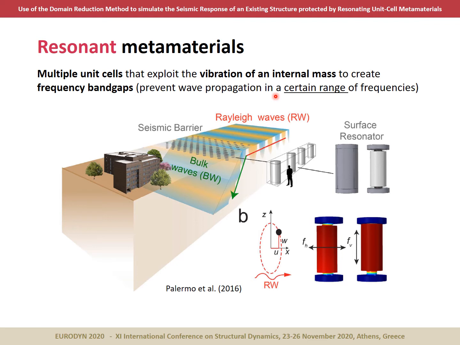And coming now to this particular example, you can see that the incoming surface Rayleigh waves are interacting with this seismic barrier consisting of those resonant metamaterials, and at specific frequencies right after the resonant one, where those masses will be vibrating out of phase, the incoming waves will be reflected downwards, and in this way the structure here under consideration can be protected.